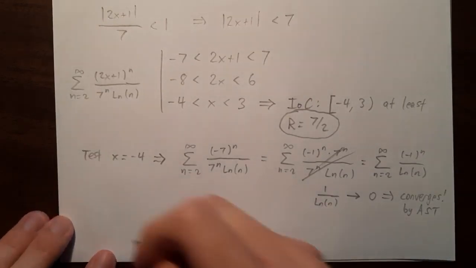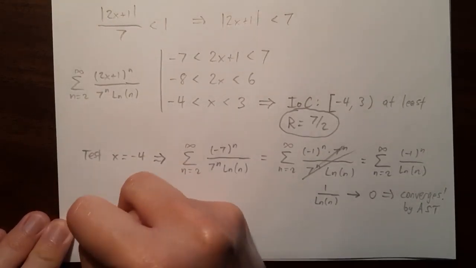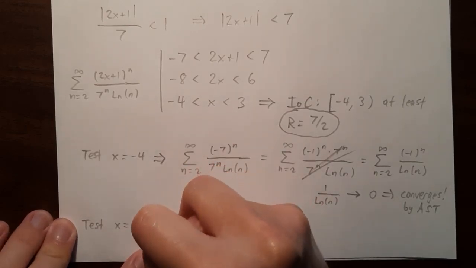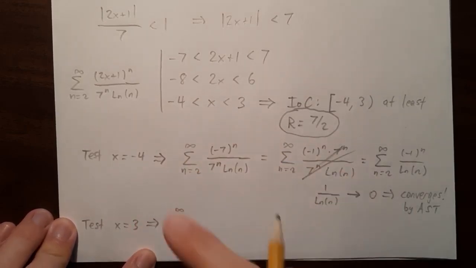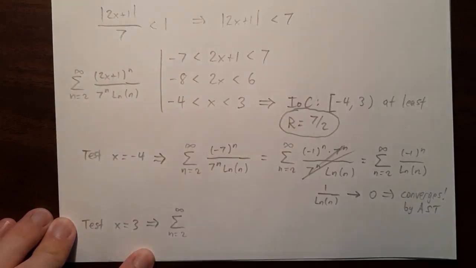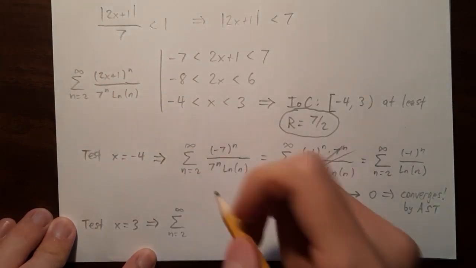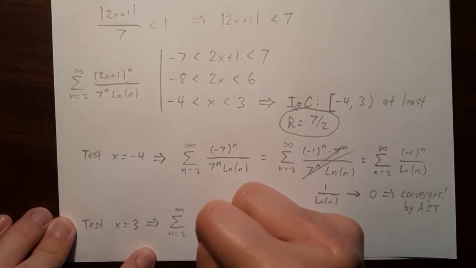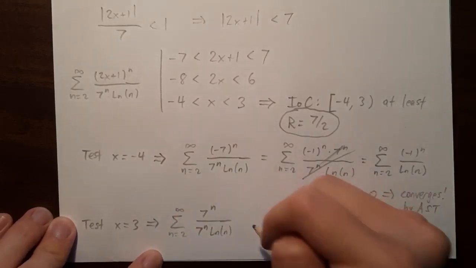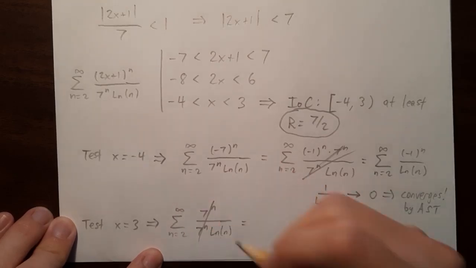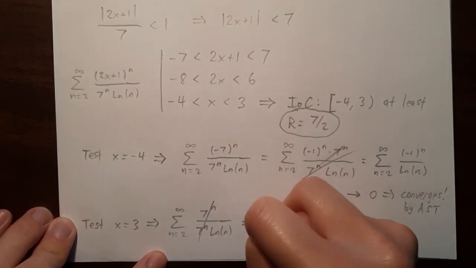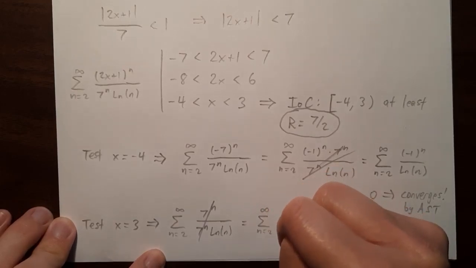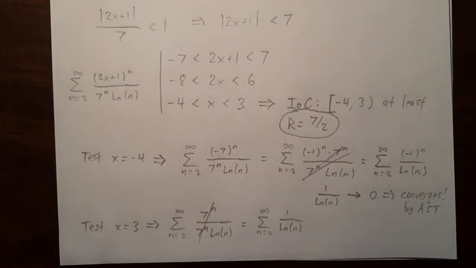All right, so now for the other endpoint. That is x equals 3. So if I plug that in, what am I going to get? 2 times 3 is 6, plus 1, so that's just a positive 7. So 7 to the n divided by 7 to the n, ln of n. In that case, they're just going to cancel completely away. And so what I'm left with is just 1 divided by ln of n. Not alternating.